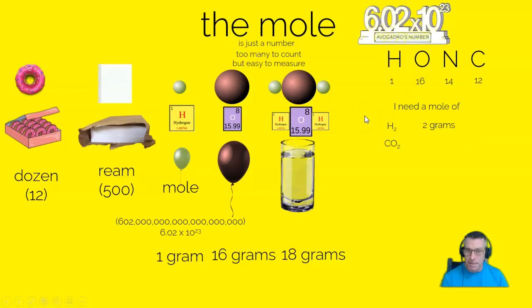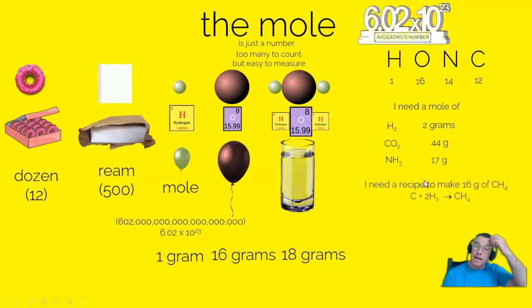I need a mole of carbon dioxide. How am I going to do that? Just weigh out 44 grams of CO2. Now I'd like a mole of ammonia. That's 1 nitrogen, 3 hydrogen atoms. Weigh out 17 grams of ammonia.